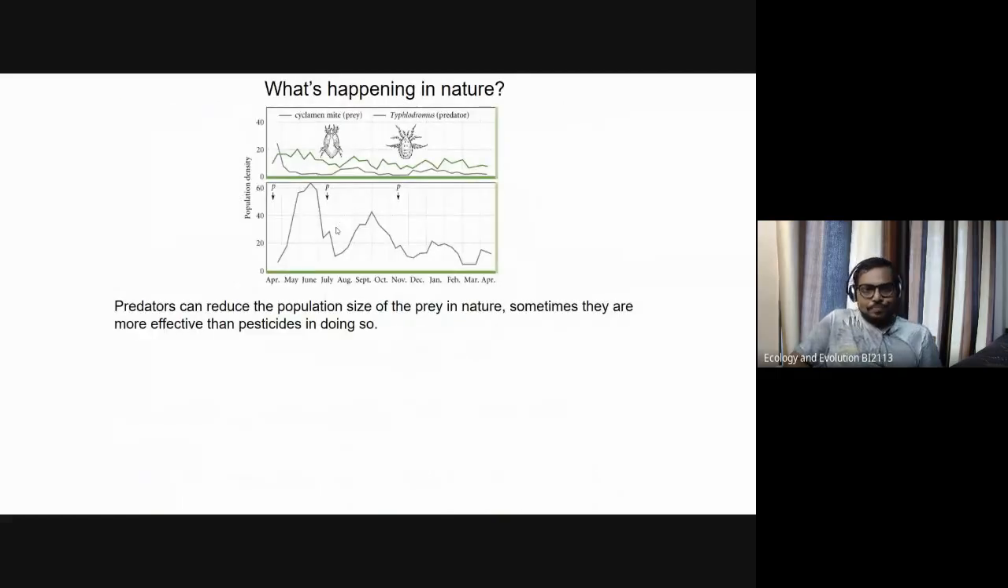Now the obvious question is, what exactly is happening in nature? Whether they are driving them to extinction or not is a different ballgame. But typically predators are always reducing the population size of the prey. That's pretty much given. And because they are doing that, this ability is of enormous economic advantage, because many times an efficient predator will do far better than the most efficient chemical that human beings can come up with.